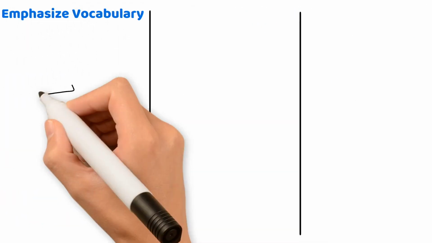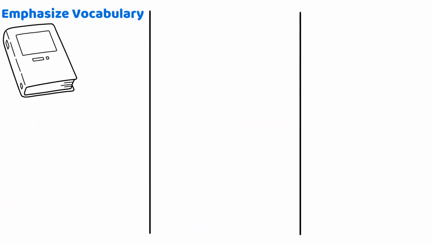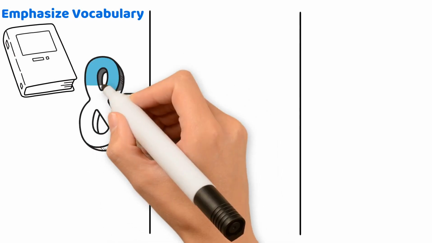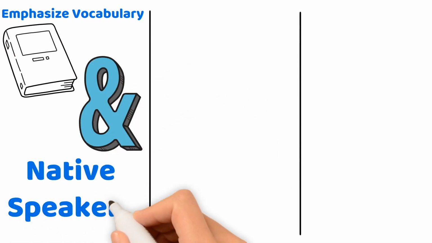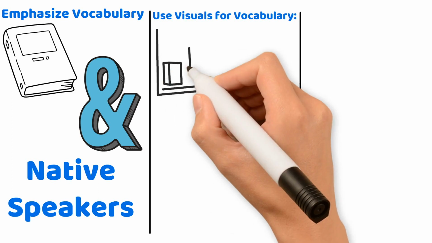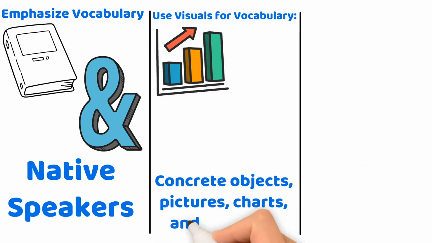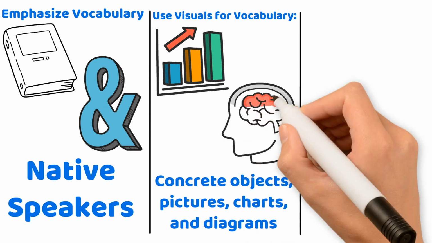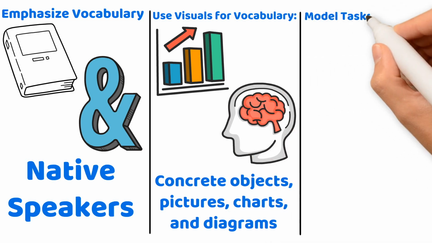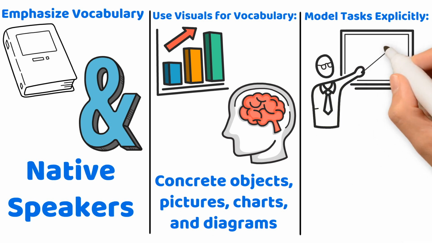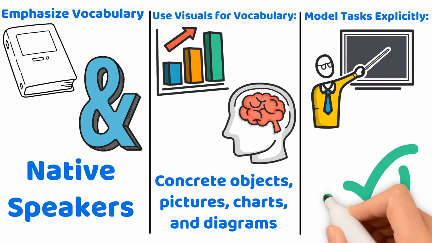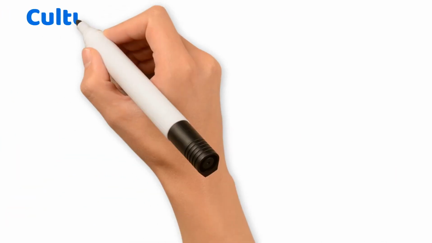Emphasize vocabulary. Provide intensive vocabulary instruction, focusing on key English words more extensively than with native speakers. Use visuals for vocabulary. Enhance vocabulary lessons with concrete objects, pictures, charts, and diagrams to support understanding. Model tasks. Explicitly demonstrate tasks clearly and slowly, ensuring that instructions are accessible and comprehensible to ELs.